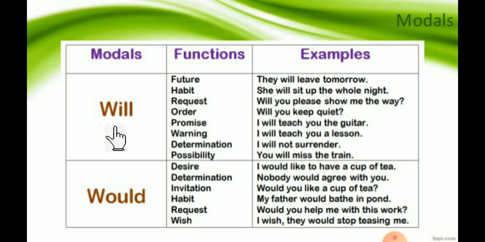So will is also used for the future tense. Got it? Even for habit, for request, for order, for promise, for warning, for determination, and for possibility. Here is an example: they will leave tomorrow. That is the future tense. She will sit up the whole night. That is her habit. Because she wants to sit, she will sit up, because it's her habit.